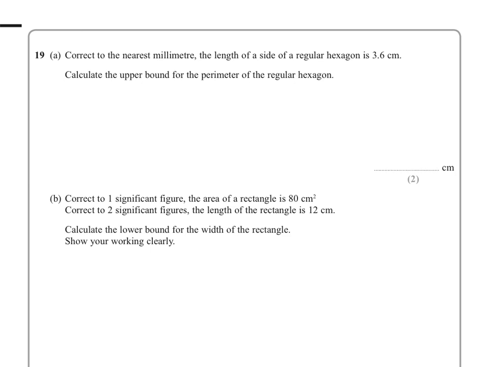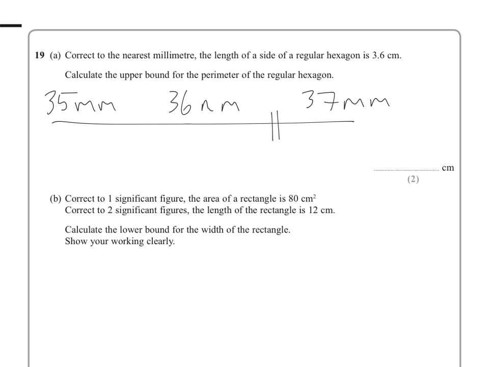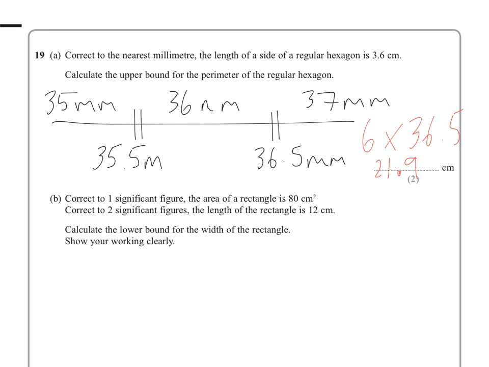So correct to the nearest millimetre, the length of a side of a regular hexagon with 6 sides, is 3.6 centimetres or 36 millimetres. We'll see one above, 37 millimetres, one below, 35 millimetres. Now your upper bound will therefore be 36.5 millimetres, lower bound being 35.5 millimetres, halfway between. We want the perimeter and we want the upper bound for the perimeter, so therefore I've got 6 sides, each using the upper bound of the length, 36.5, which gives me a total perimeter length of 21.9 centimetres or 219 millimetres.